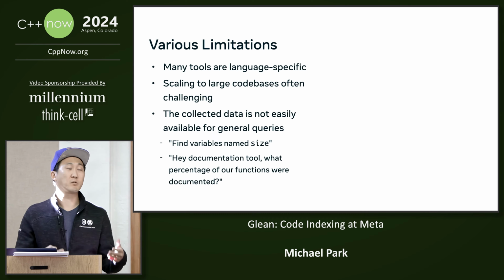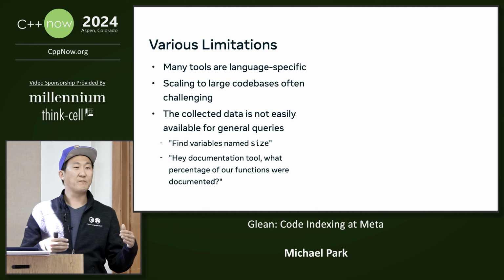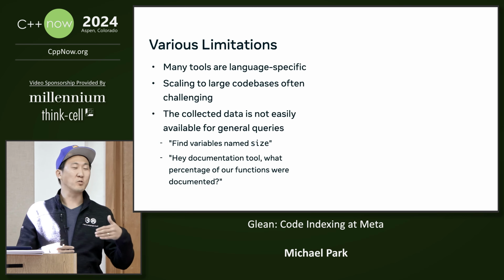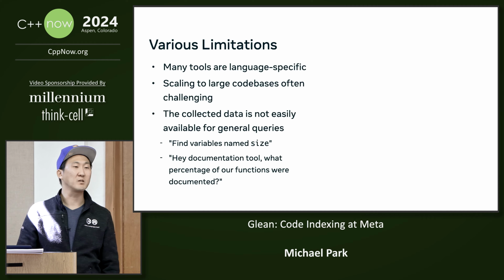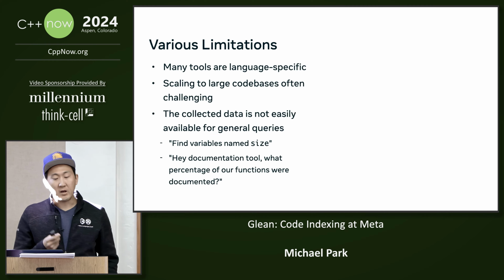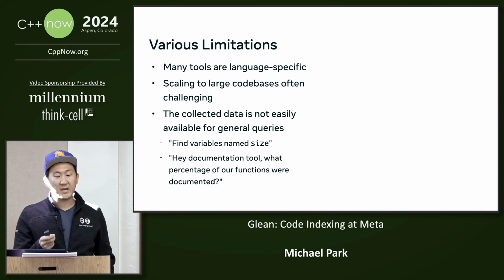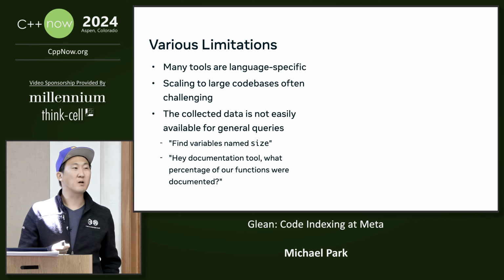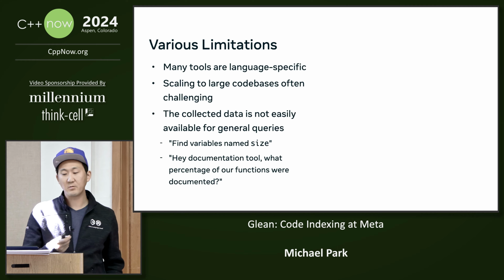When you use Clangd, which is a great tool, by the way, if your code is relatively large, you're going to sit there waiting for indexing to finish for some time. And I alluded to this a little bit, but the collected data by these tools are not available for generic queries, right?